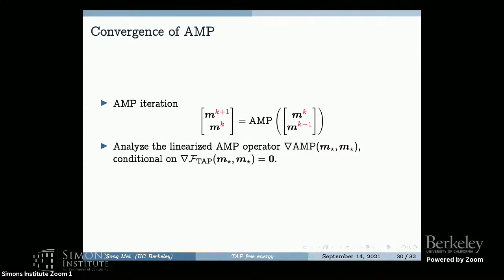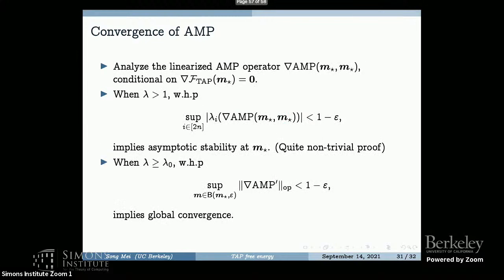Okay, and how about convergence of AMP? The way to show it is first to write this AMP iteration into this form. We stack M_{k+1}, M_k as a function of M_k and M_{k-1}, and analyze the linearized AMP operator. This is a little bit different from what people did in the literature, which is to linearize it at the uniformity point. Here we linearize it at M star, which is conceptually the global minimum, conditional on this type energy having a critical point.